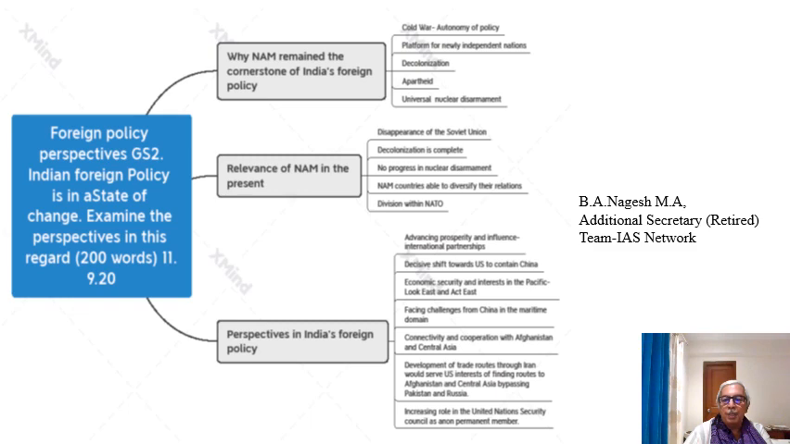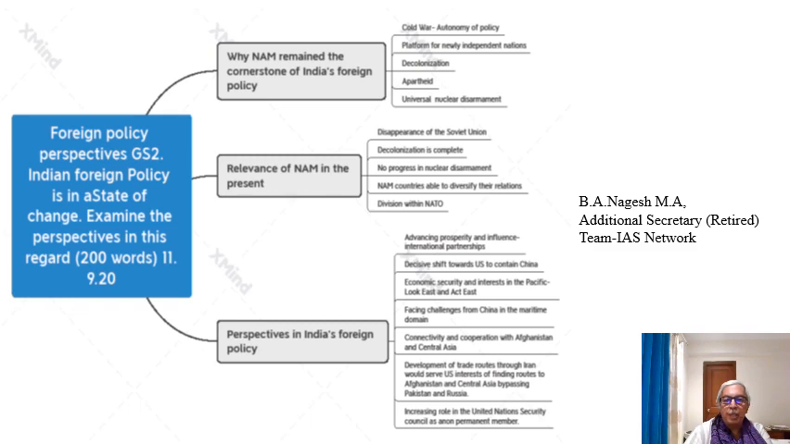Economic security and interests in the Pacific. So this is an important change in India's foreign policy wherein the policymakers speak of look east and act east. How the countries located in the Indo-Pacific, the relationships with them have to be strengthened not only for commercial interests but also for security purposes.